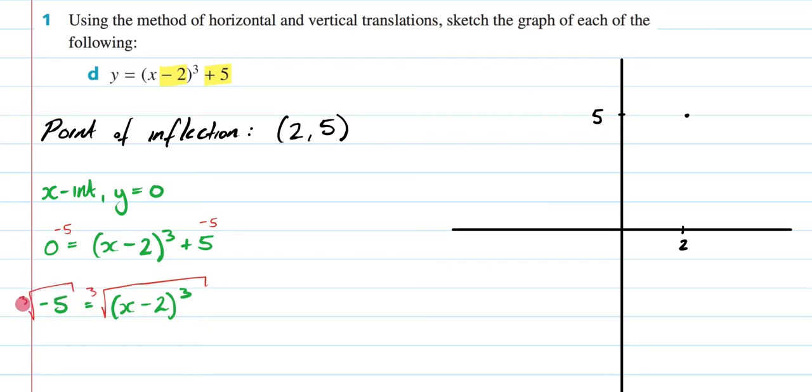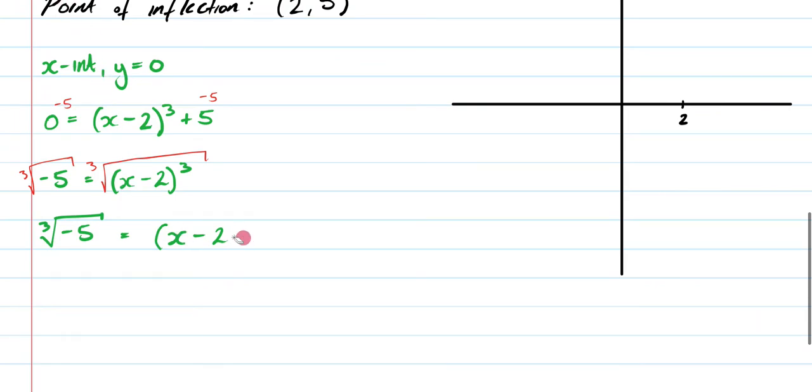Cube root both sides, which is going to leave me with the cube root of -5, and then on this side, x minus 2. Then I'm actually going to get rid of these brackets. I don't need them. Now I'm going to +2 to both sides to get my x by itself. So I'm going through these steps very slowly for you. So it is the cube root of -5 plus 2 equals x. That is going to be my x-intercept. You can cube root a negative number.